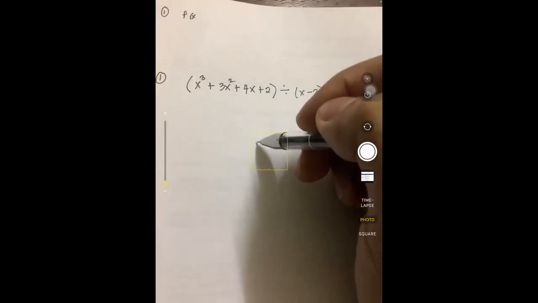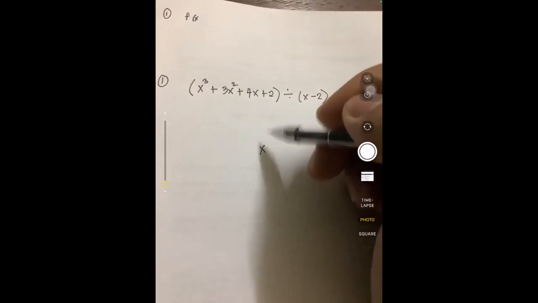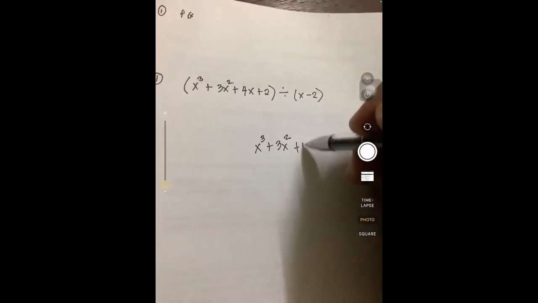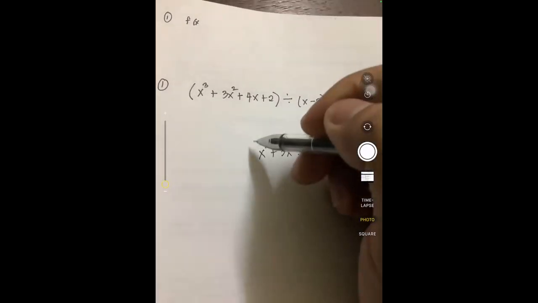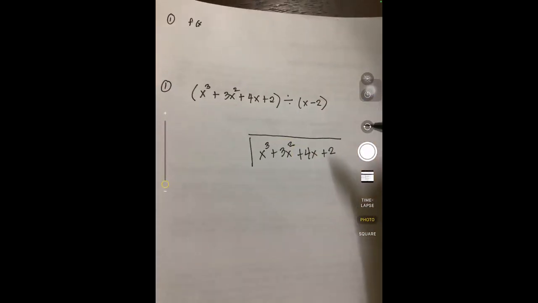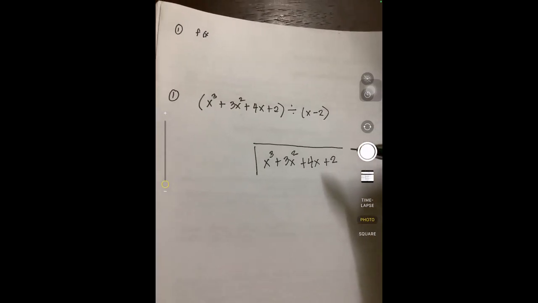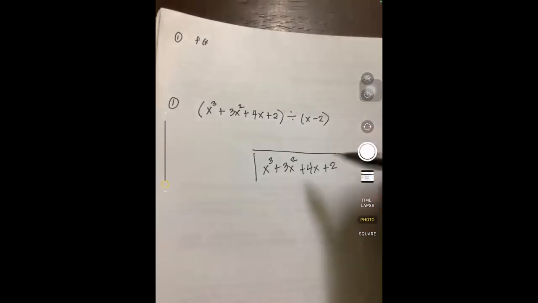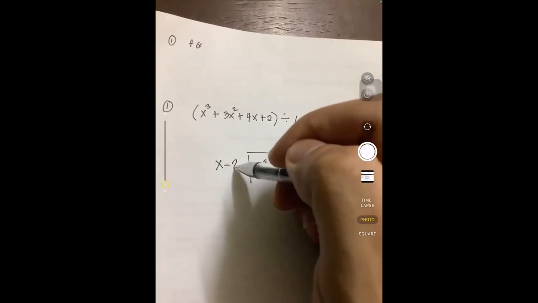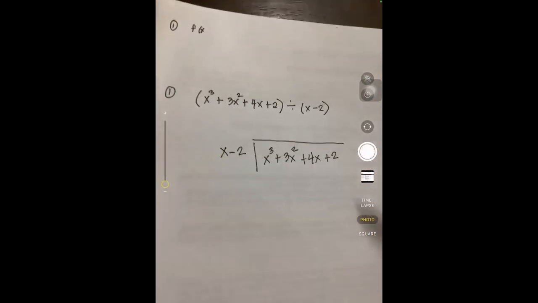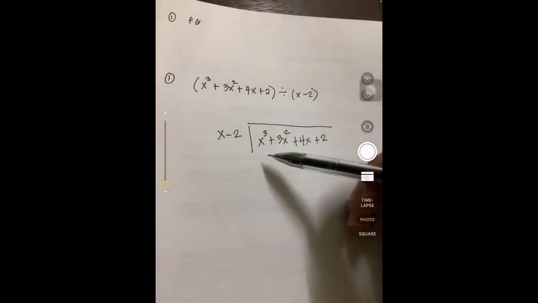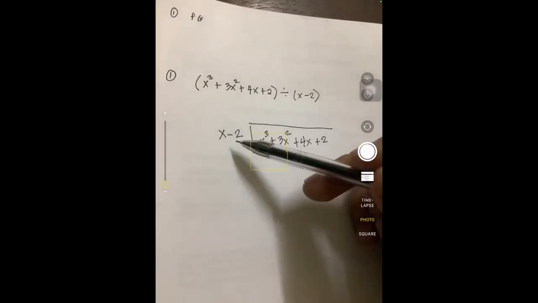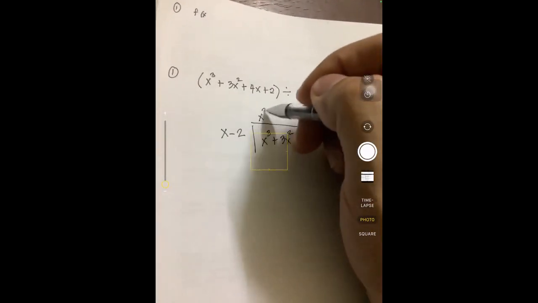So, the content of our division sign now, you have x cubed plus 3x squared plus 4x plus 2. Take note, this time it is already arranged in descending order. But if it is not yet arranged or there are missing terms, you need to first insert the missing terms so that you can divide. The one outside my division sign is x minus 2. First step, we divide the first term of our dividend by the first term of our divisor. x cubed divided by x results to x squared.